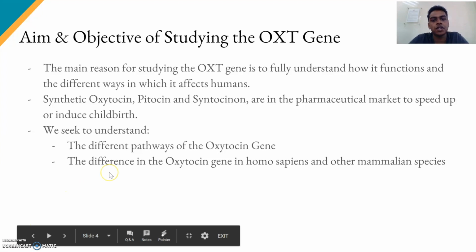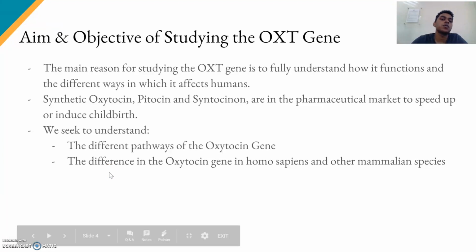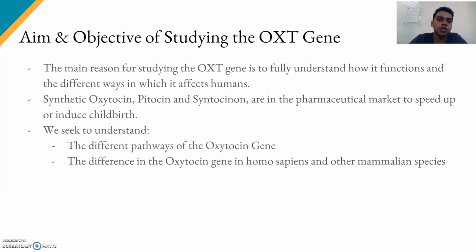The main reason for studying the oxytocin gene is to fully understand how it functions in the human body and the different ways in which it can affect humans, basically the mechanisms of effect in the human body. Synthetic oxytocin such as pitocin and syntocinon are in the pharmaceutical market right now, and they are mainly used to help speed up or induce childbirth. We hence seek to understand by doing this project the different pathways of the oxytocin gene and the difference in the oxytocin gene in Homo sapiens and other mammalian species.